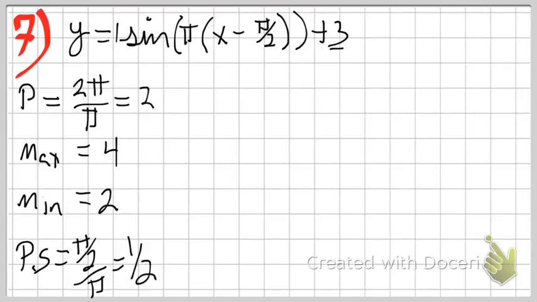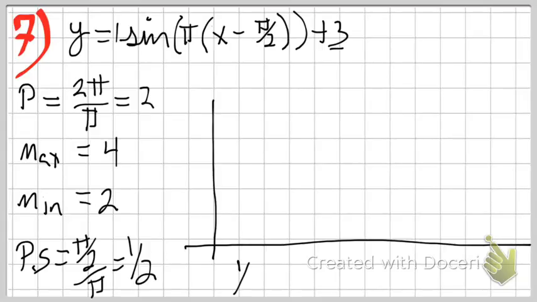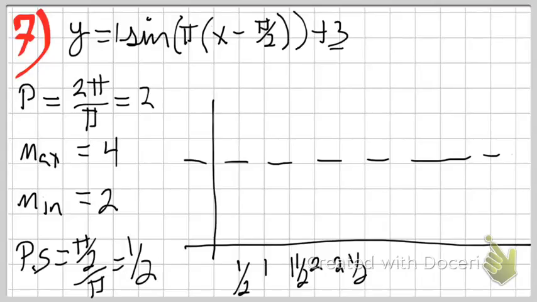Okay. So, here's 1/2, 1 and 1/2, 2, 2 1/2. 1, 2, 3, there's our midline. We're going to start right here. And then the maximum was 4. Then we go to the midline. Then we go to the minimum. Then we go to the midline. So our graph is going to look kind of like this.